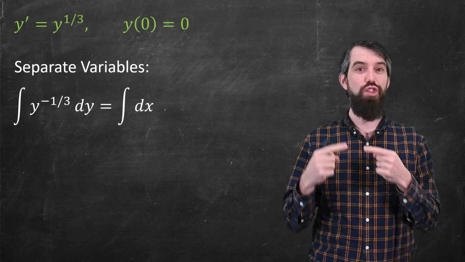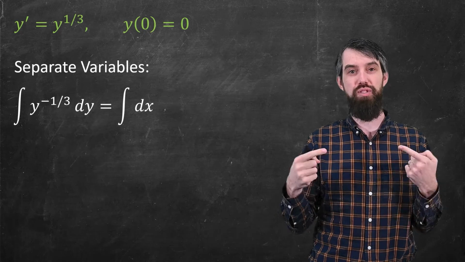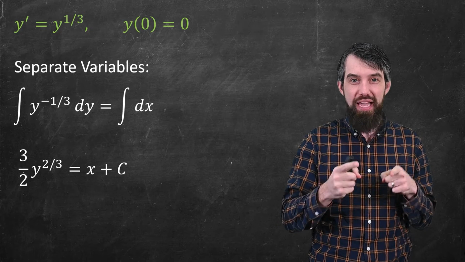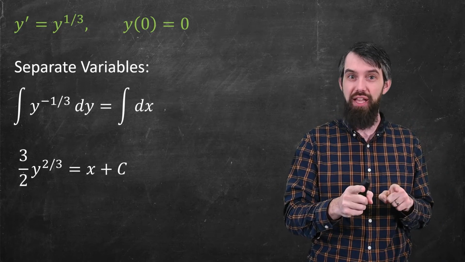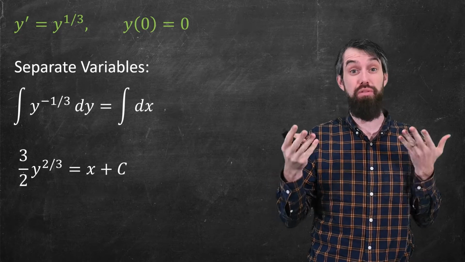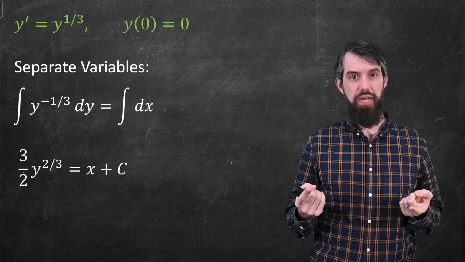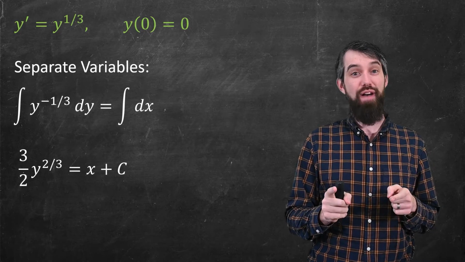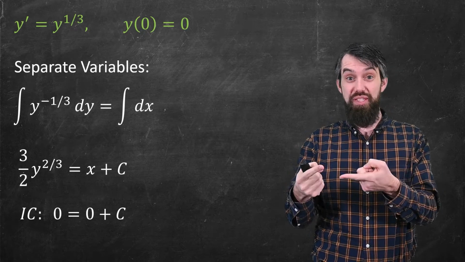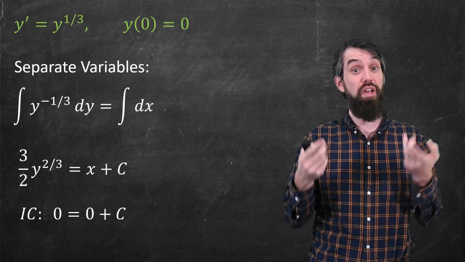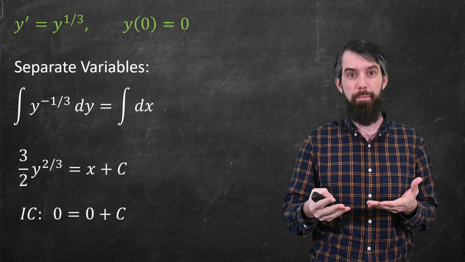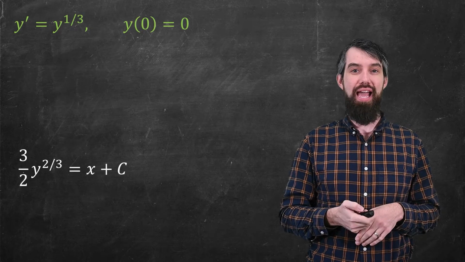I'll take the y to the 1/3, move it to the other side, and integrate both sides. If I do the integral of y to the minus 1/3, then I'm going to get 3/2 y to the 2/3 on the left. The integral of just the x is going to be x, and then I add plus c, the constant of integration. And then I'll note that if I plug in the initial condition, y is going to be 0, x is also going to be 0, so 0 is equal to 0 plus c. The constant of integration must also be 0 to satisfy the initial value problem. Okay, so that has given me a solution.